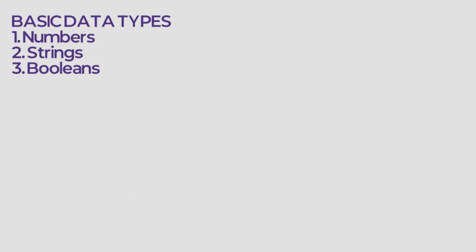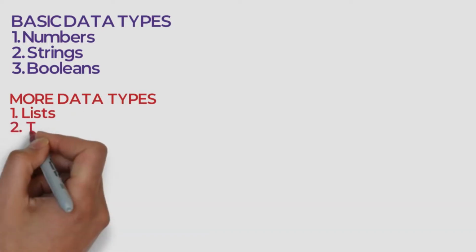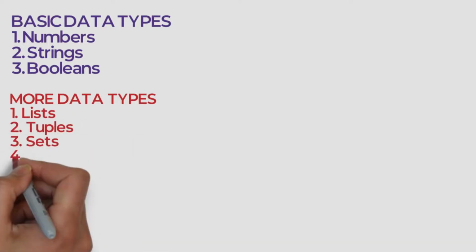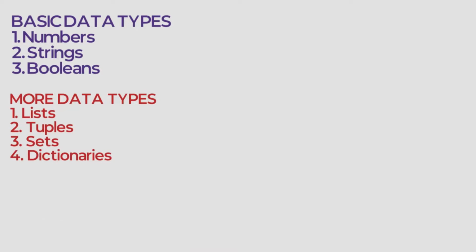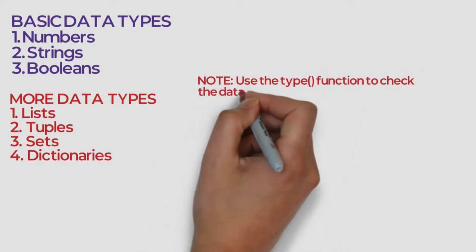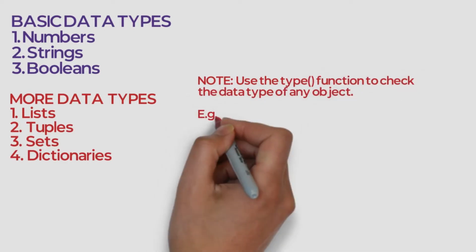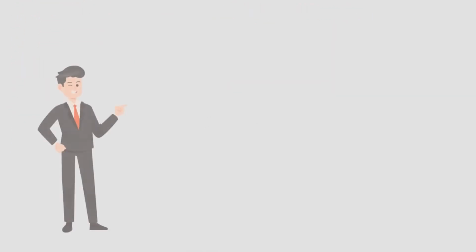However, Python has more data types such as lists, tuples, sets, and dictionaries made up of different combinations of the 3 basic data types. Having said that, you can use the type function to check the data type for any object in Python. The details will be discussed in the next lesson.